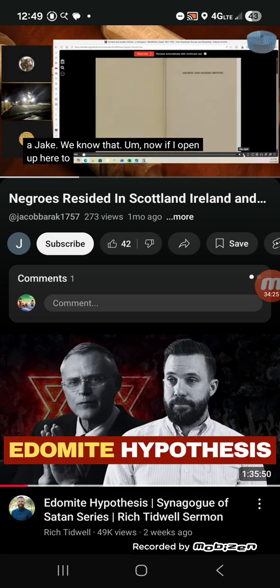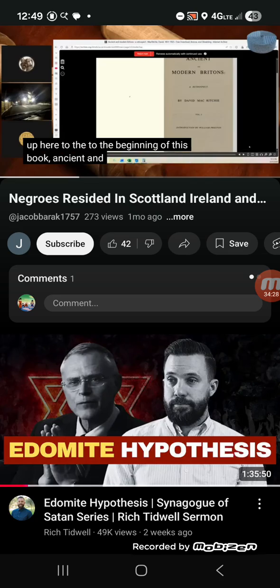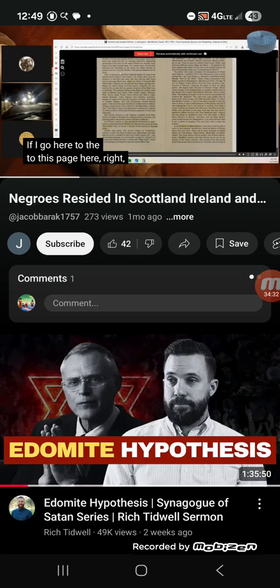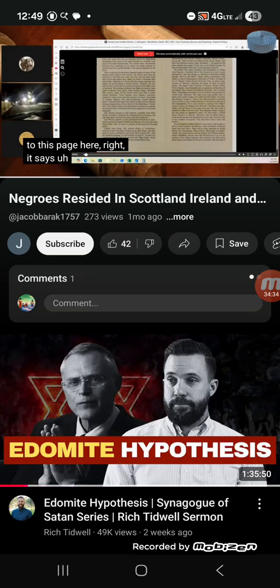Now, if I open up here to the beginning of this book, Ancient and Modern Britons, right? If I go to this page here, it says, after a reference to the proto-Negroid aspects of some of the ancient skulls found in the country, the author then turns his attention to the Picts and states that they and the early Scots were of the same black race. Man, come on, man. Wow.